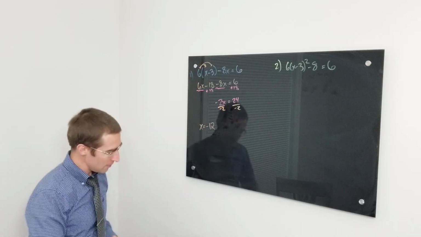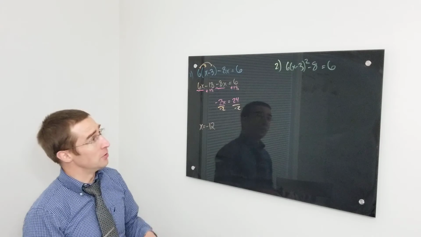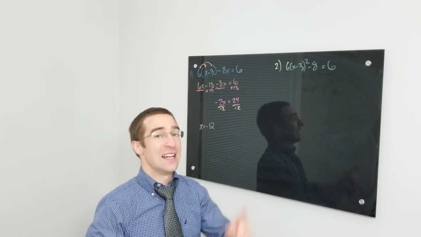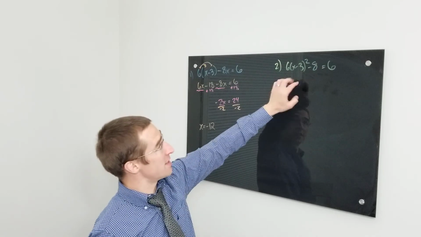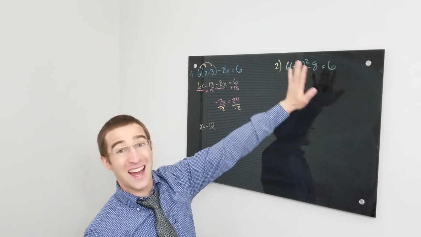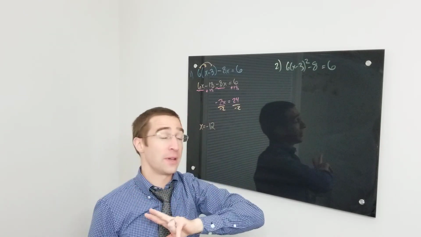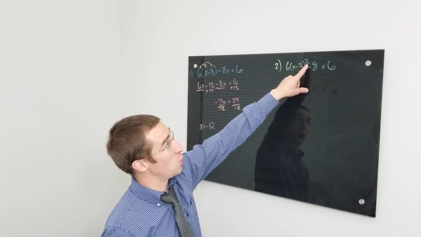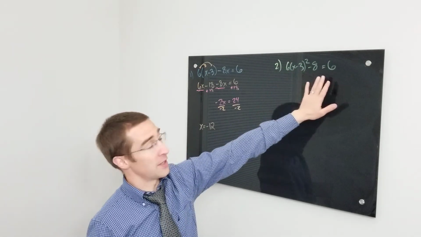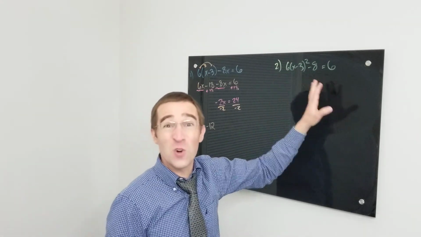Awesome. If we look at problem 2, we notice it's got this square. I cannot distribute the 6 into the x minus 3, because it's 6 times x minus 3 times x minus 3. There are 2 x minus 3's getting multiplied because of the squared part. And then there's the minus 8 equals 6. So here we look at this and we're like, this quadratic is in vertex form.